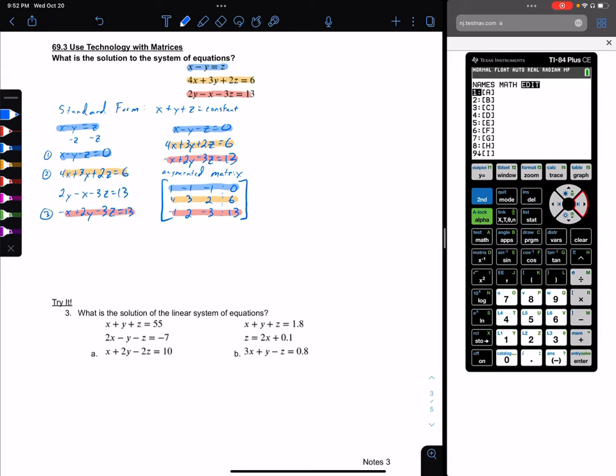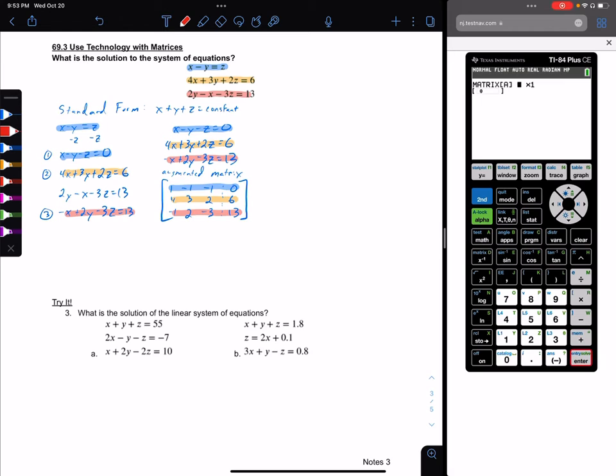We'll choose matrix A in this case. We're going to hit enter. And now they're asking us for the size of matrix A. We want rows and columns. So if we look here, back at our matrix, our augmented matrix, we have 3 rows and 4 columns.